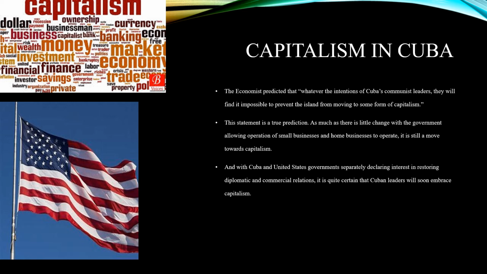Normalization of US-Cuba relations will ensure relief from the economic hardship experienced in Cuba, with moves towards capitalism. There is international trade and investment. With increasing trade, farming is sure to increase, as there will be more supplies of tools as well as more purchases of farm produce.